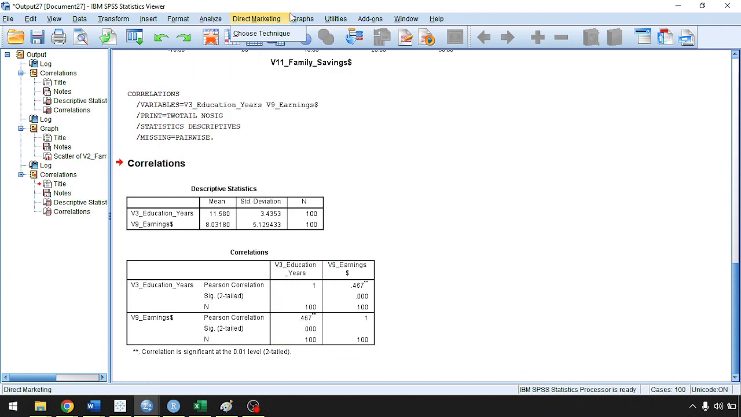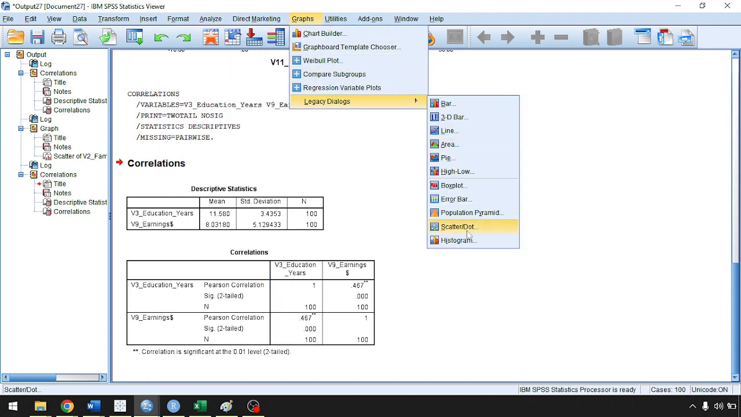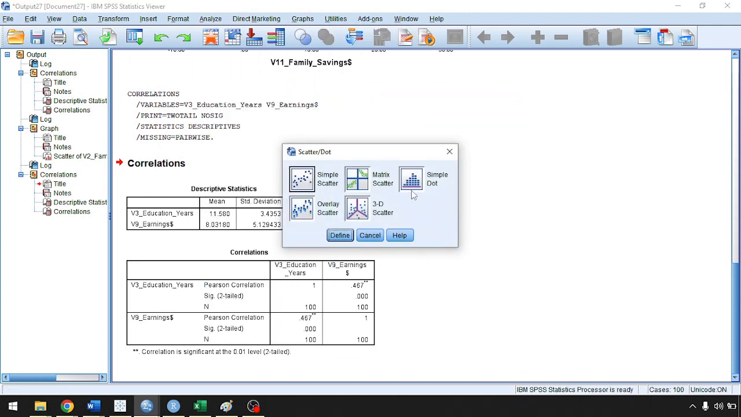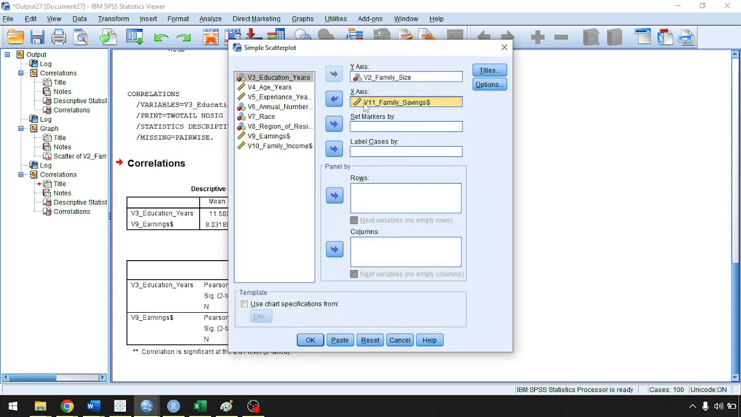Let's clarify this through visualization. Again, going to scatter plot, simple scatter plot. Click on define, and it was families. It was earnings versus years of education. There you go.